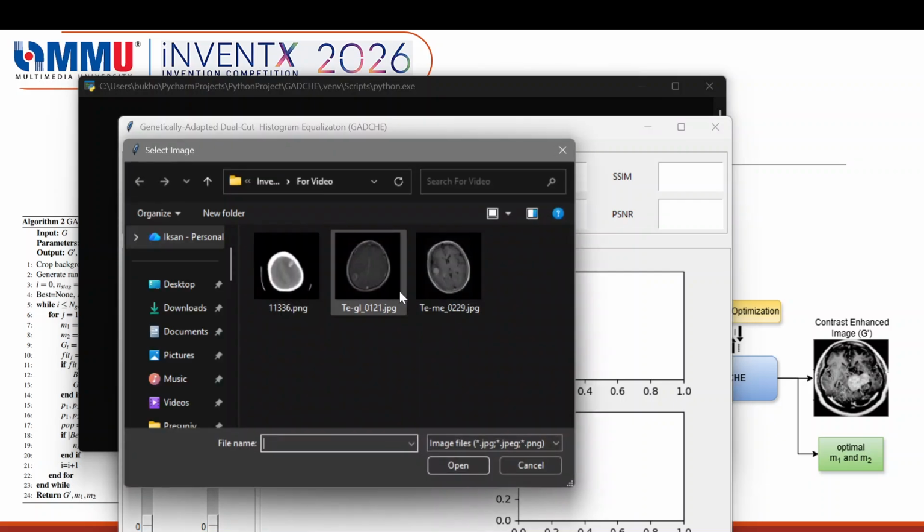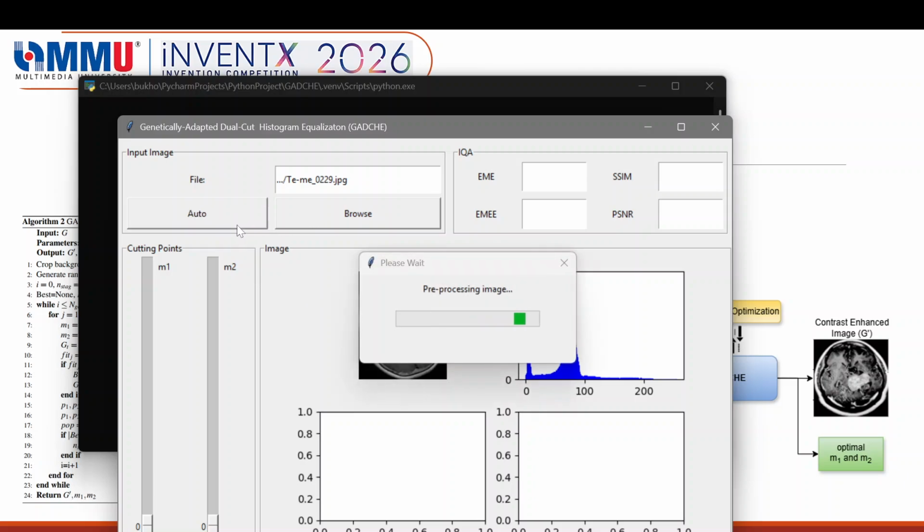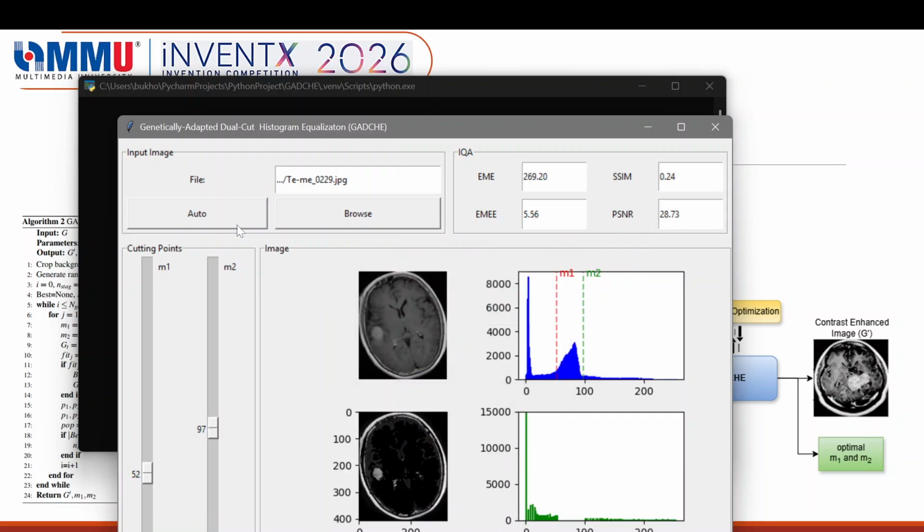So let's take maybe two examples. So here's the brain MRI image of a tumor patient. As you can see, the region of the tumor here is a little bit close in brightness with the brain tissue. So if we implement our proposed pipeline, here you see the tumor is much more prevalent.